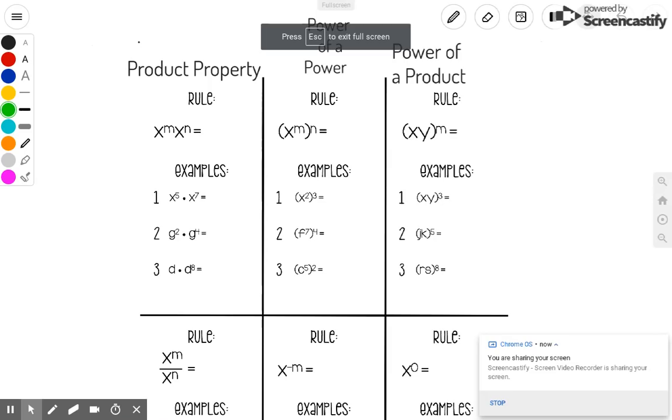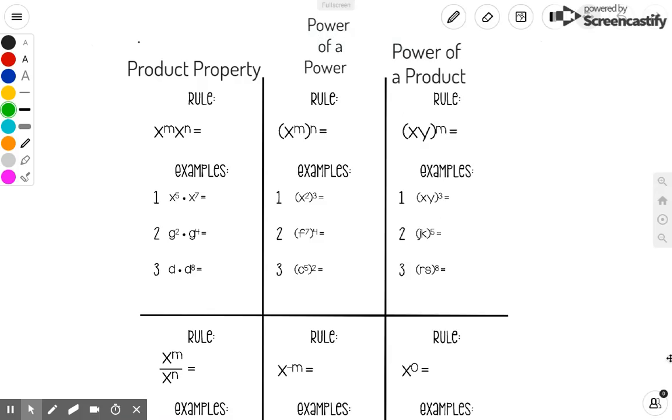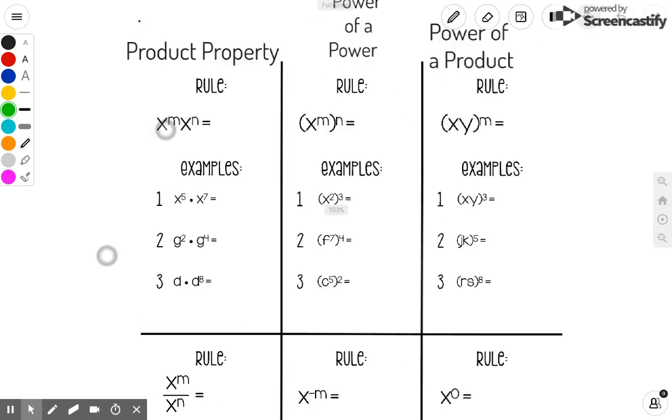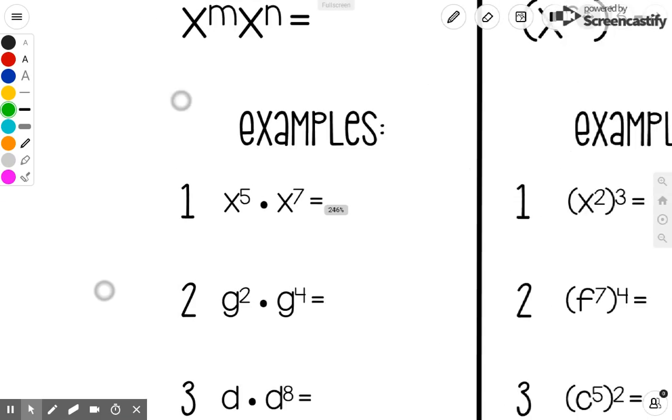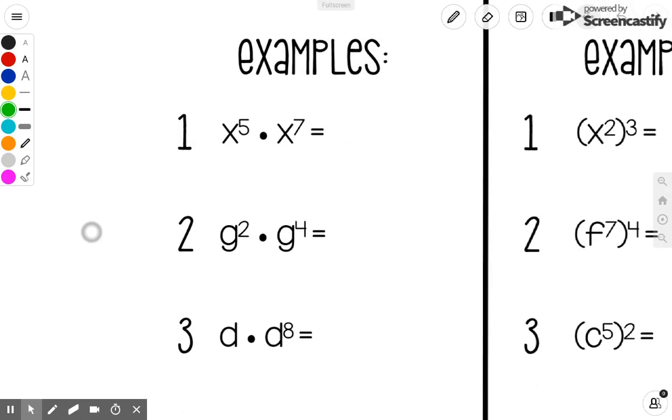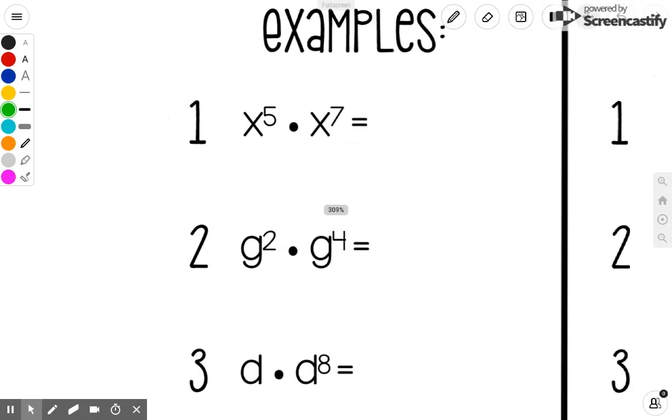So today's lesson is about the exponent properties. And the first one we're going to focus on is the product property. So let's start by expanding some of these examples. Make sure you're following along with us in your purple foldable.